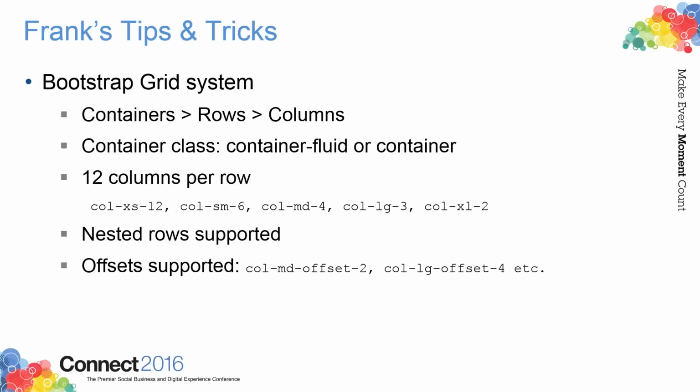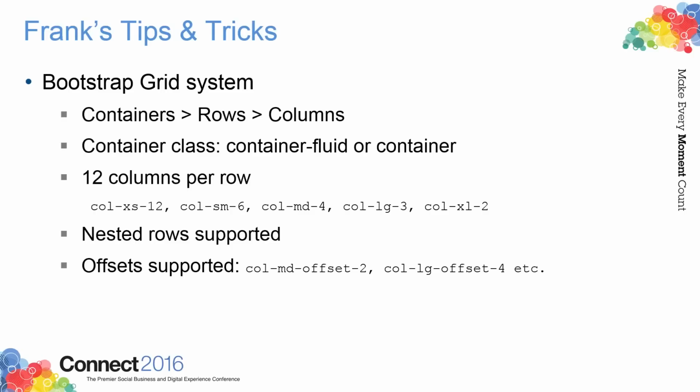So at the top you have your containers, which contain any number of rows, and then the rows contain a certain number of columns. They in fact contain 12 columns per row, and then what you need to do is define the width that your pieces of content are going to use within each of those rows. So I've got some examples there of the column width CSS classes.